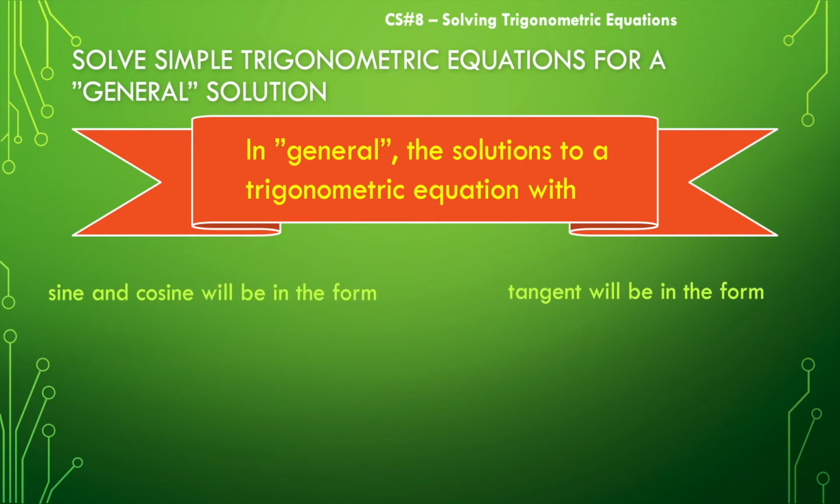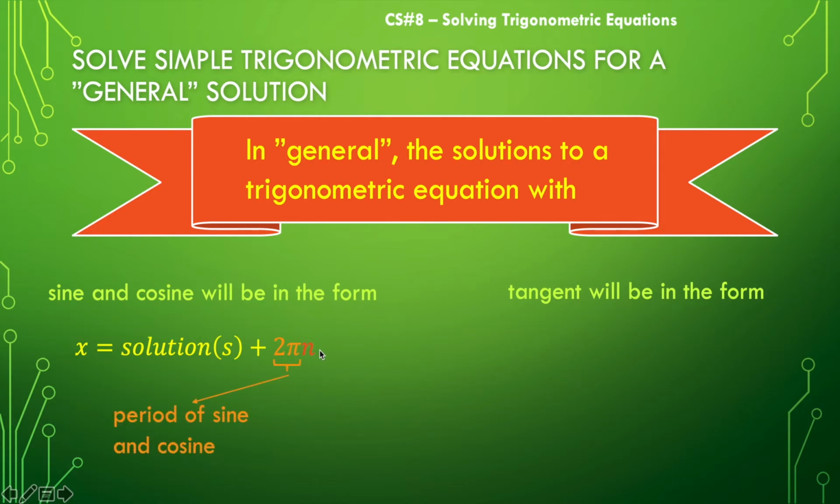So in general, when we talk about a general solution to a trig equation, our sine and cosine general forms of equations are going to look like this. X will equal the solution or solutions. Sometimes we have 1, sometimes we have 2, plus 2 pi n. Now what's that 2 pi n? That's the period repeated any number of times because it doesn't matter how many times you repeat that period, we're still going to get a solution that works.